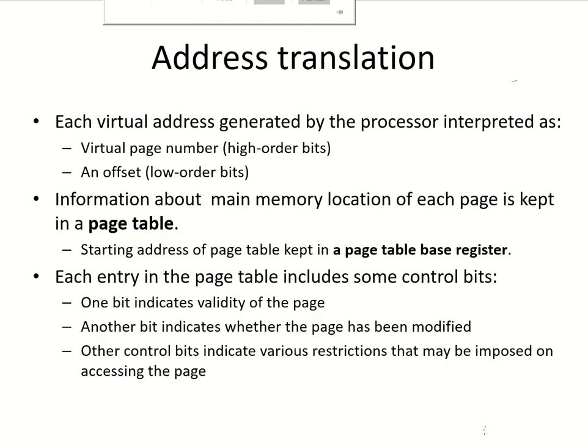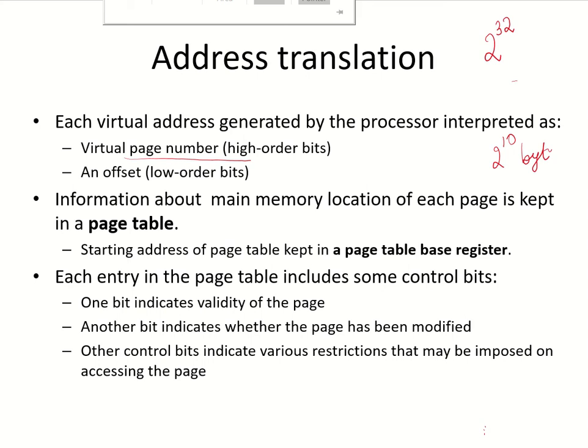Now the virtual address which is generated by the processor can be interpreted as two parts. The high order bits refer to the virtual page number. Suppose the processor is generating a 32-bit address. That means it can access 2 to the power of 32 locations. So suppose we are talking about a byte addressable memory, then these are 2 to the power of 32 bytes. Assume that one page consists of 2 to the power of 10 bytes.